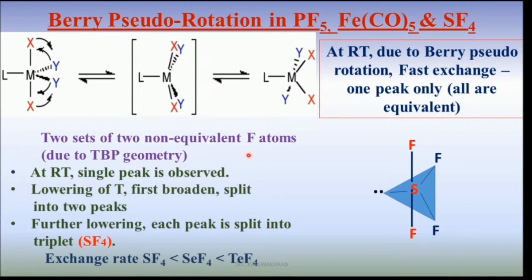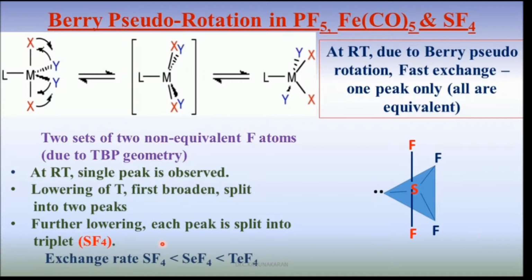The structure of SF4 is obtained from the NMR. For example, at room temperature, a single peak is observed, because of constant exchange of axial and equatorial positions, they are equivalent. All the fluorine atoms are equal. On lowering the temperature, it splits into two signals, because axial fluorine and equatorial fluorine are chemically distinct.